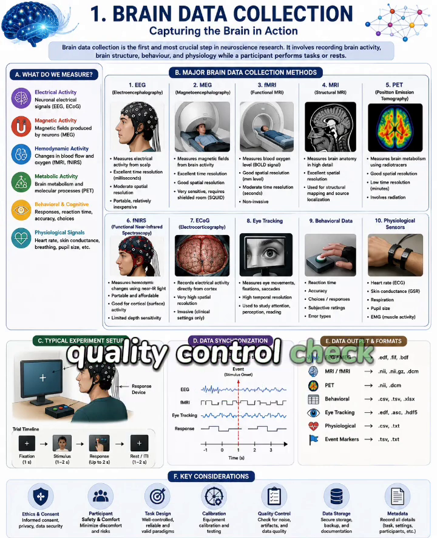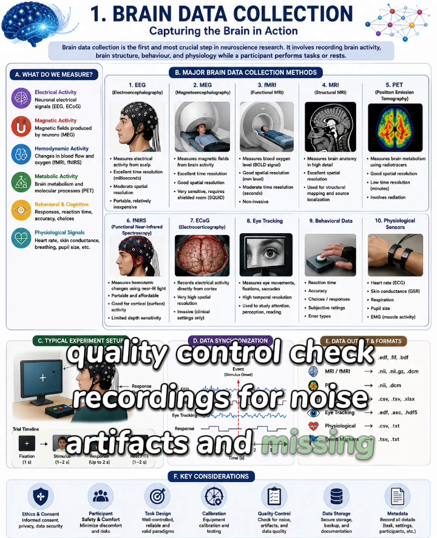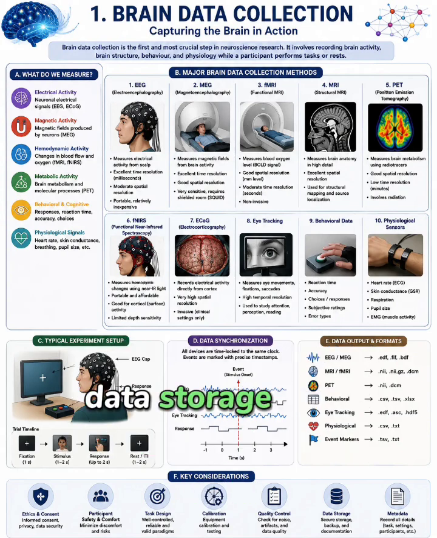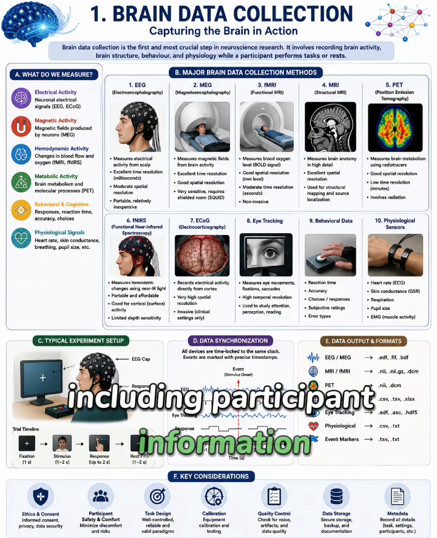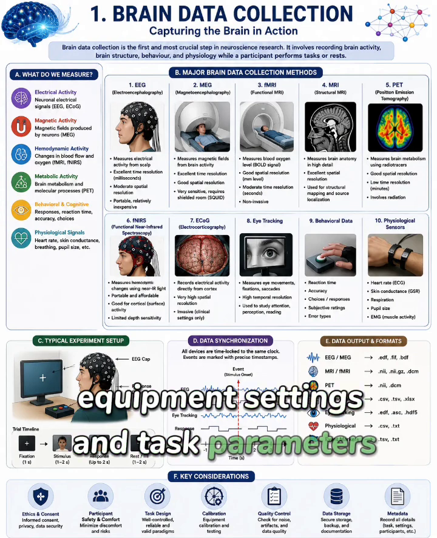Quality control, check recordings for noise, artifacts, and missing data. Data storage, store data securely, maintain backups, and organize files properly. Metadata, record complete experimental details, including participant information, equipment settings, and task parameters.